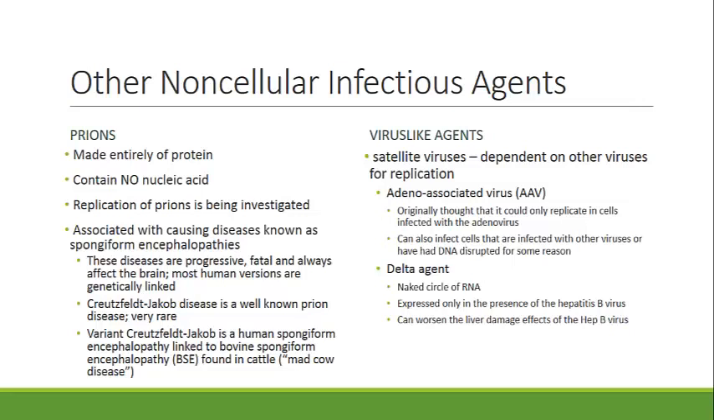We also have the delta agent. It's just a naked circle of RNA, no envelope, no protein capsid, nothing like that. It's expressed only in the presence of the hepatitis B virus, and it can actually worsen the liver damage effects of hepatitis B. Again, these are satellite viruses.